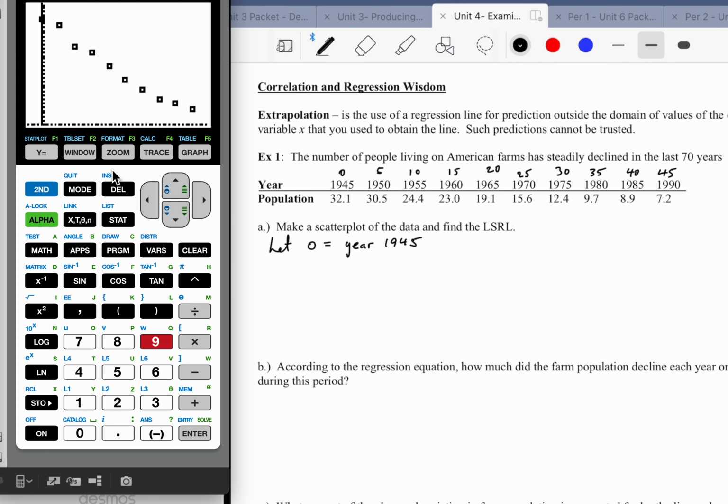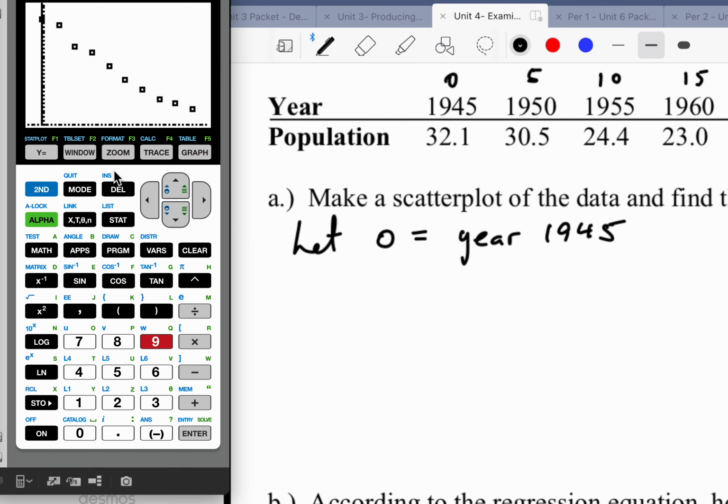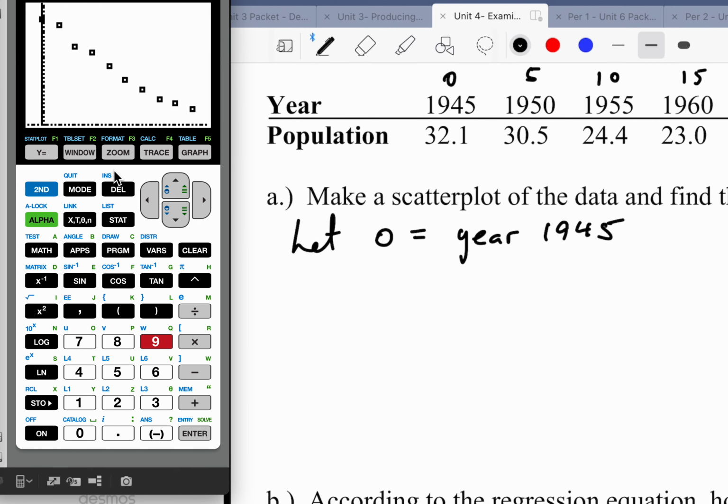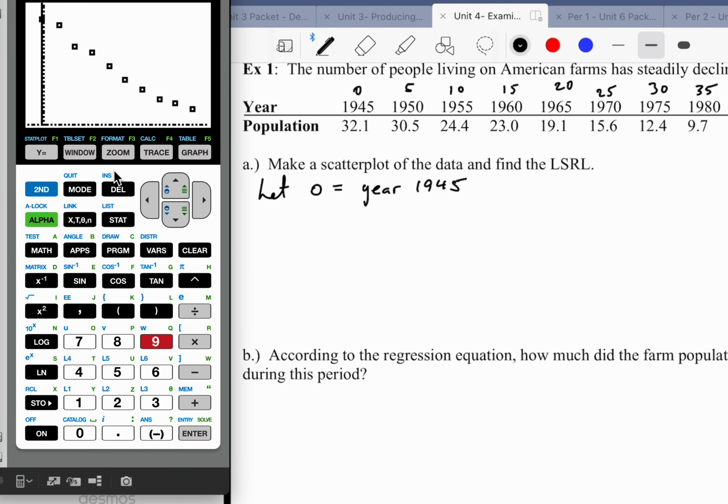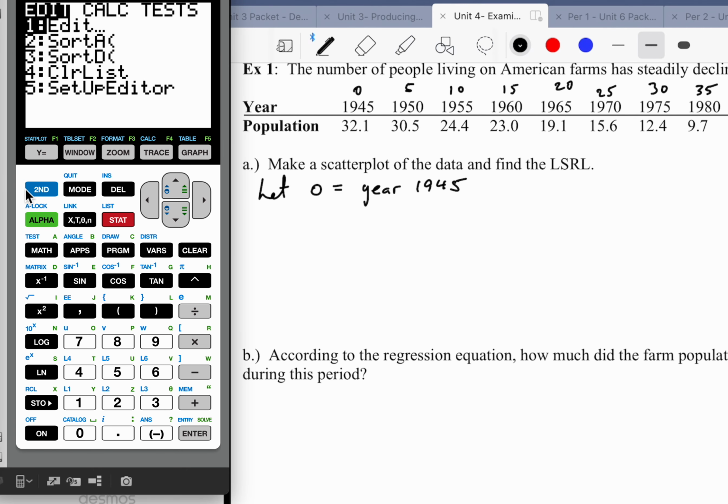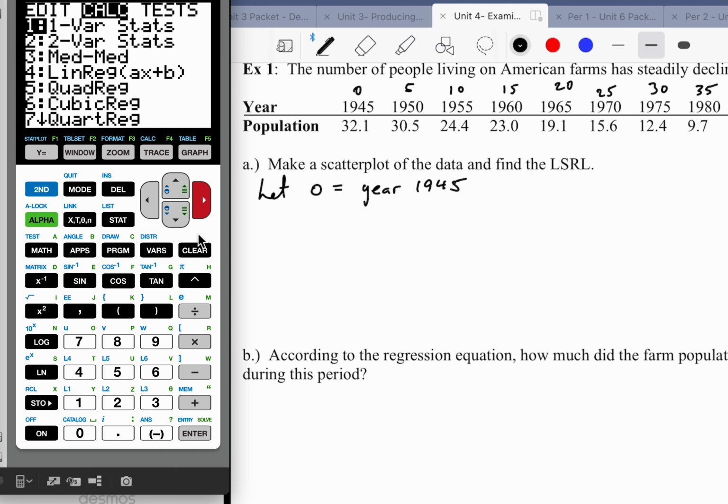According to the regression equation, well, we have to figure that out, because it says find the LSRL, least squares regression line. So stat calc 8. Yeah, Luke, I just can't read what you have written to the left of 0. Oh, this? Sorry. Oh, yeah, let 0 equal the year 1945. All right, so stat calc, option 8.